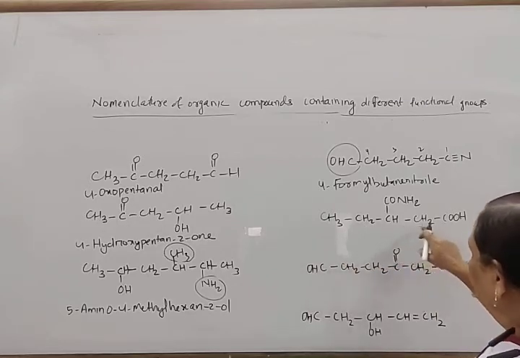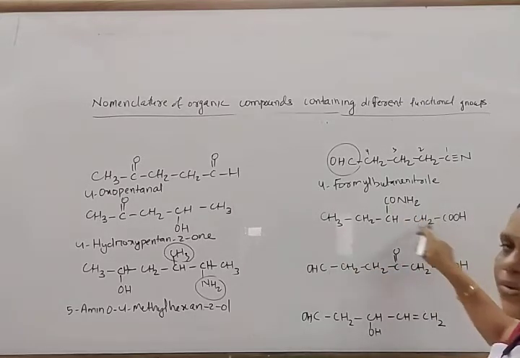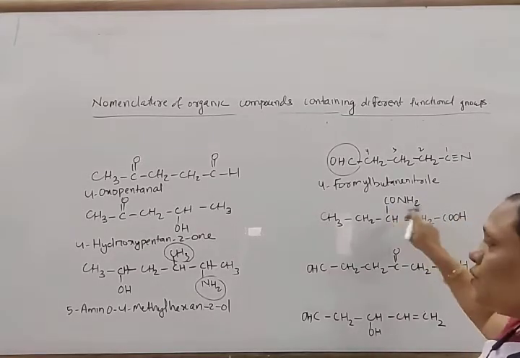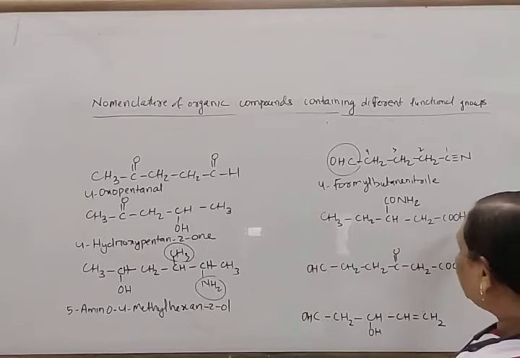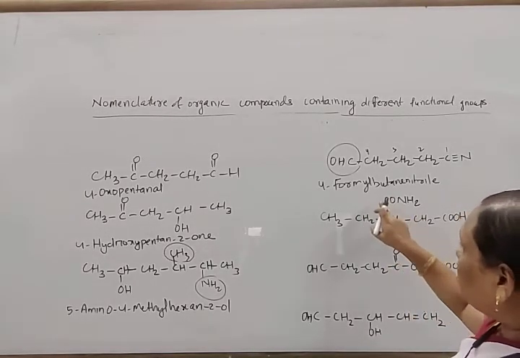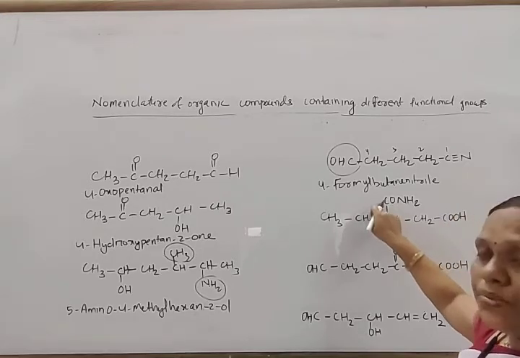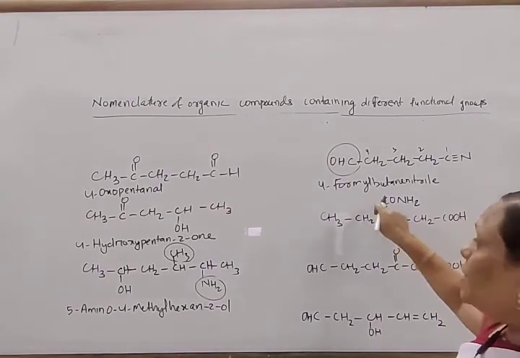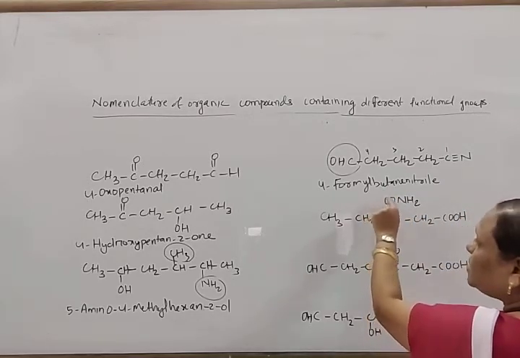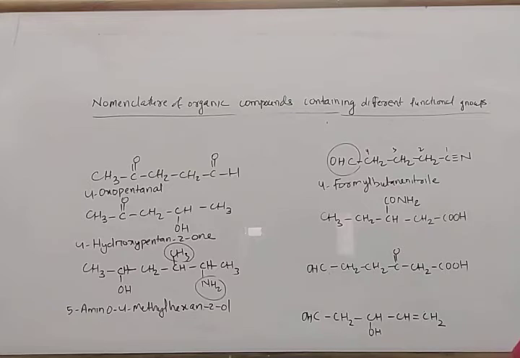Okay, so next come to another: CH3, CH2, CH, CH2, COOH. 2 functional groups are there, CONH2 and COOH. As there are 2 functional groups, COOH has higher priority than this. So when CONH2 is used as a suffix, main functional group, we use the word amide. But here CONH2 is used as a prefix, and for prefix the CONH2 group is known as carbamoyl.